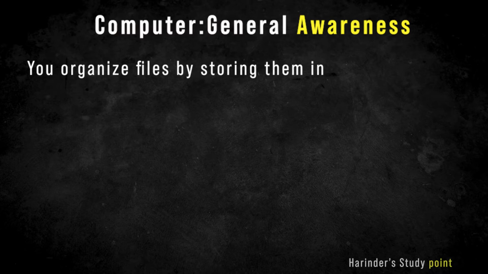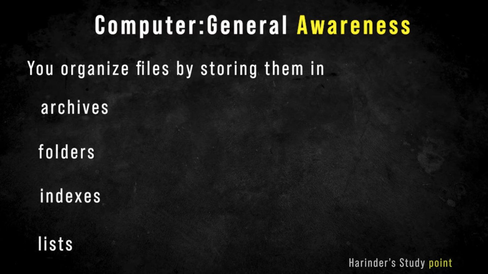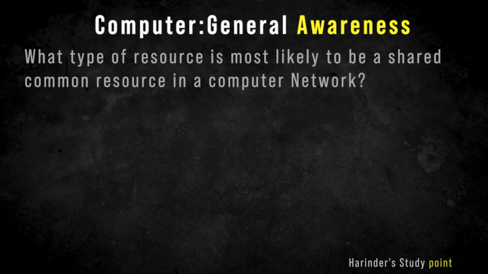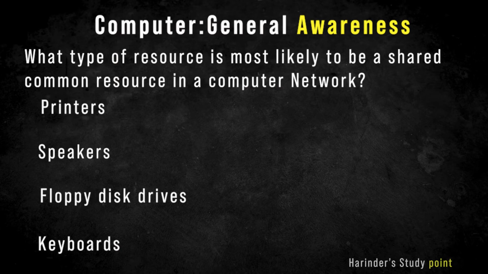You organize files by storing them in archives, folders, indexes, lists. Correct answer is folders. What type of resource is most likely to be a shared common resource in a computer network? Printers, speakers, floppy disk drives, keyboards. Correct answer is printers.